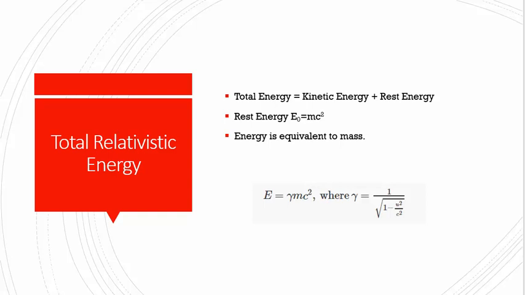So now you have that final equation you've been waiting for. E equals mc squared with a little bit of an adjustment in it.